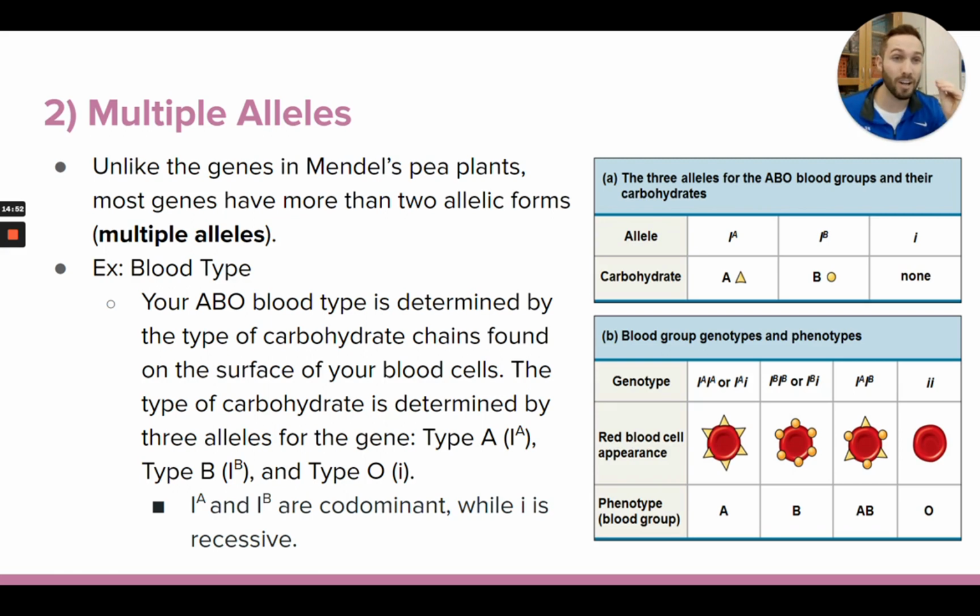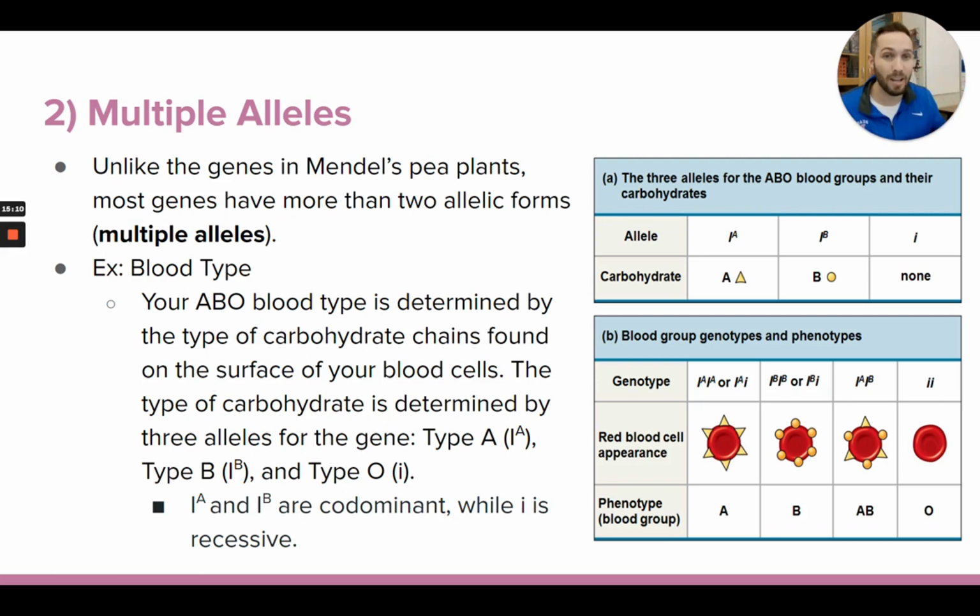And there's a single gene on a human chromosome that controls what ABO blood type you have, and you have two alleles, right? You have two alleles for blood type. One your mom gave you, one your dad gave you. That's true. But what's different for blood type is there's three alleles that exist for blood type.